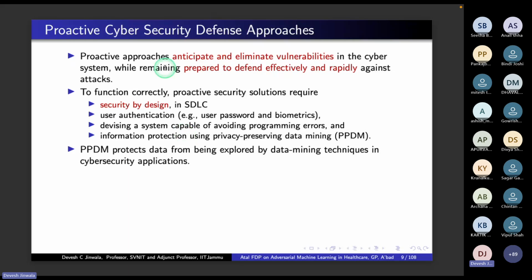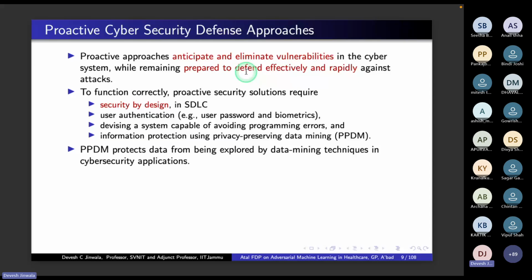So that's where the marriage of machine learning and security takes place, and adversarial machine learning comes afterwards. Currently, what is being advocated in research is that to build security mechanisms one should use a machine learning approach, because that would be the proactive approach, which would anticipate and eliminate the weaknesses in the system while remaining prepared to defend against the new sort of attacks which can come up.